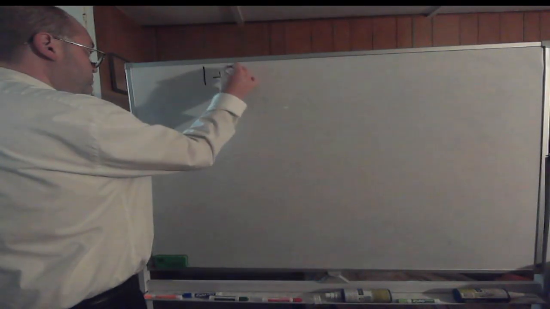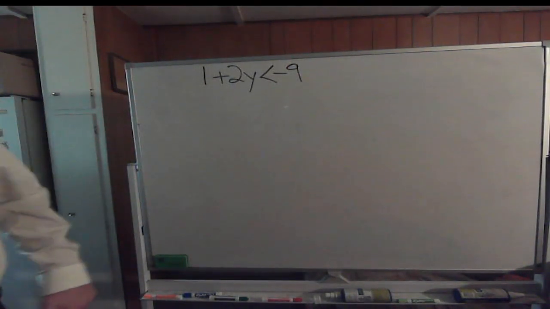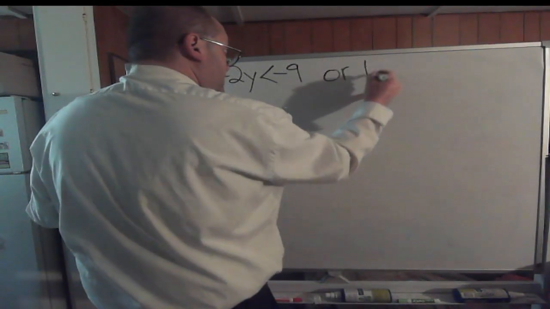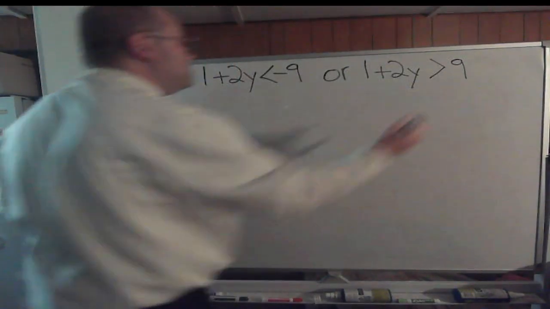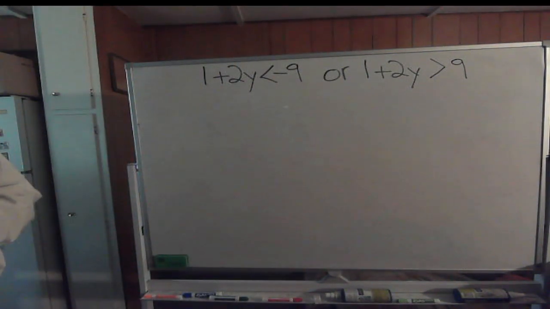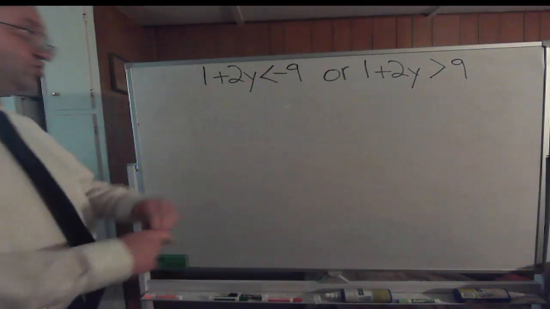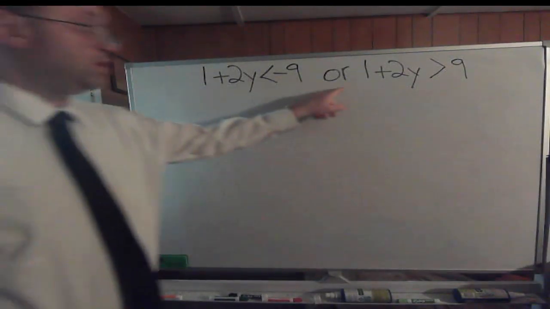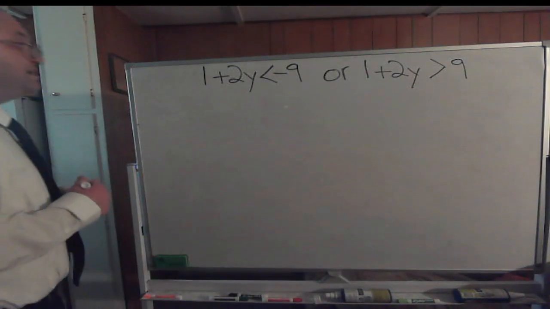All right, let's see. 1 plus 2y is less than negative 9, or 1 plus 2y is greater than 9. So we have these disjoint inequalities of 1 plus 2y is less than negative 9, or 1 plus 2y is greater than positive 9. Take this one step at a time.